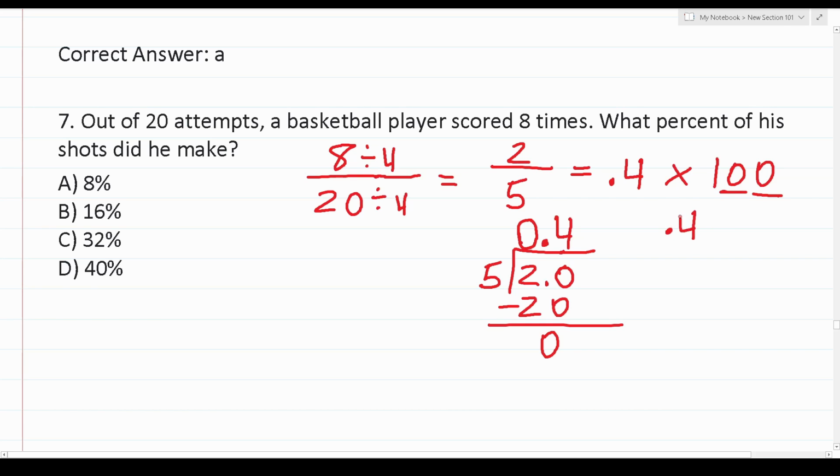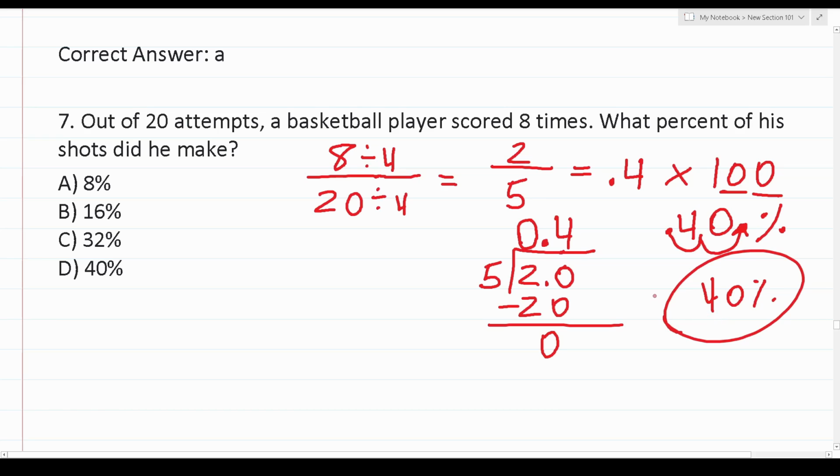So this would be 0.4 times 100. There are 2 zeros in 100. So we're going to take this decimal and shift it 2 times. Add a 0 placeholder and tack on our percent sign so we can see that that is 40%. In other words, if he makes 8 over 20 shots, that's the same thing as 40%, which is D. All right, so that's that one.